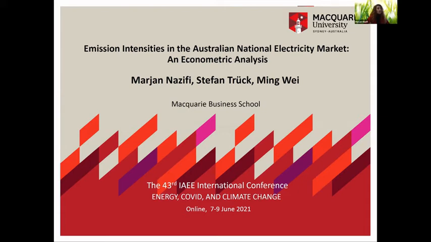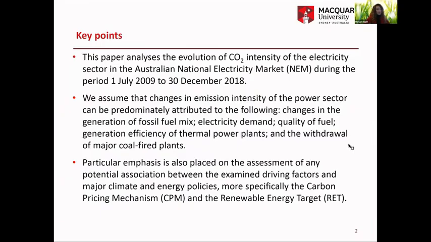Here, we use daily data from July 2009 to the end of December 2018 to analyze the evolution of emission intensity within the NEM, the Australian National Electricity Market, which I will give you more details about in a few minutes. According to the literature, there are several factors impacting emission intensity. The main factors could be changes in the fossil fuel generation mix, electricity demand, quality of fuel, and the efficiency of the generation.